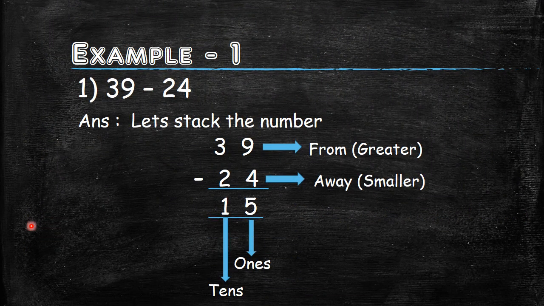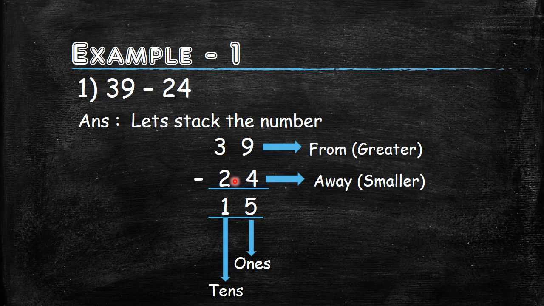Let us take one example here, that is 39 minus 24. Let us stack the numbers first. 39 becomes the greater number which goes on top and 24 being the smaller number goes below. Here we have 9 and 4 which are in the ones place and 3 and 2 in the tens place.